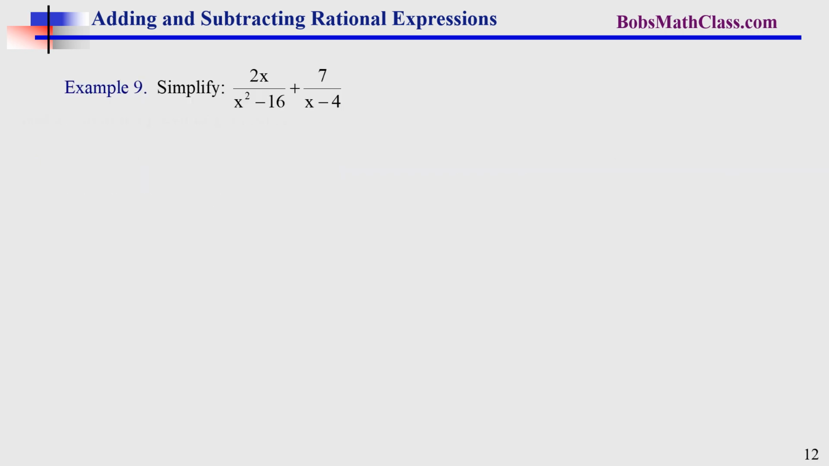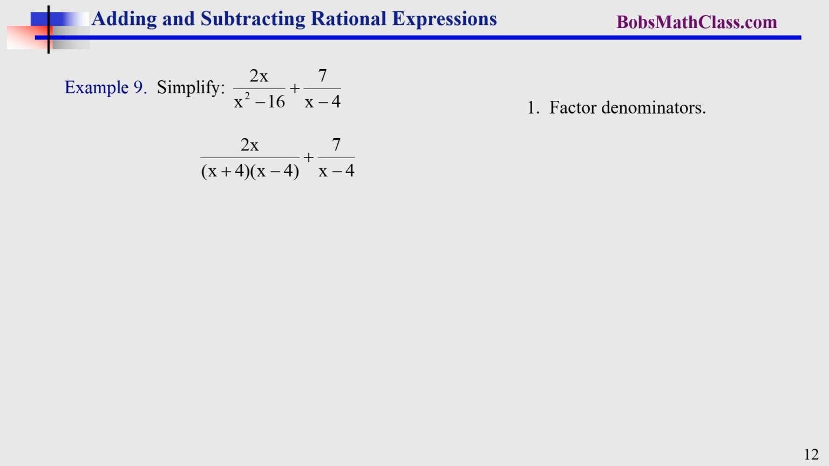Okay, example 9. Is anything factorable? Yes, the first fraction, right? x squared minus 16. What does that factor to? Yeah, it's a difference of two squares. It's going to be x plus 4 and x minus 4. Okay, the second fraction stays the same. So we rewrote the problem with any denominator that can be factored.